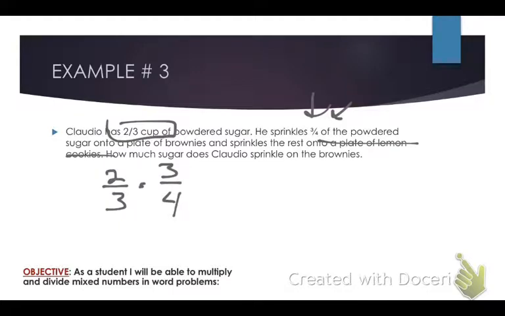All right, so we're going to go ahead and do that right now. We're going to pre-simplify. 3 and 3 go together. There's a common factor of 3. How many 3s are in 3? 1. How many 3s are in 3 is 1. We can also pre-simplify the 2 and the 4. The common factor for 2 and 4 is 2.